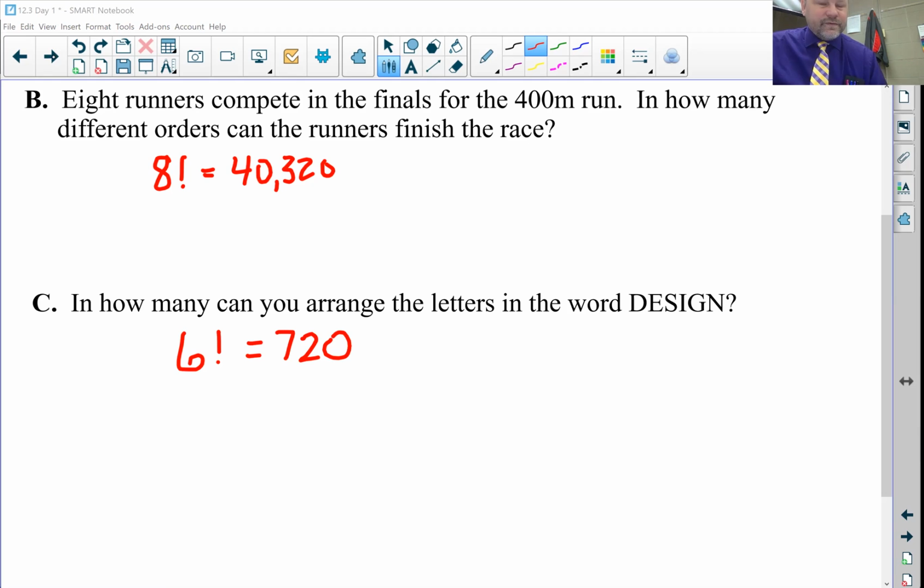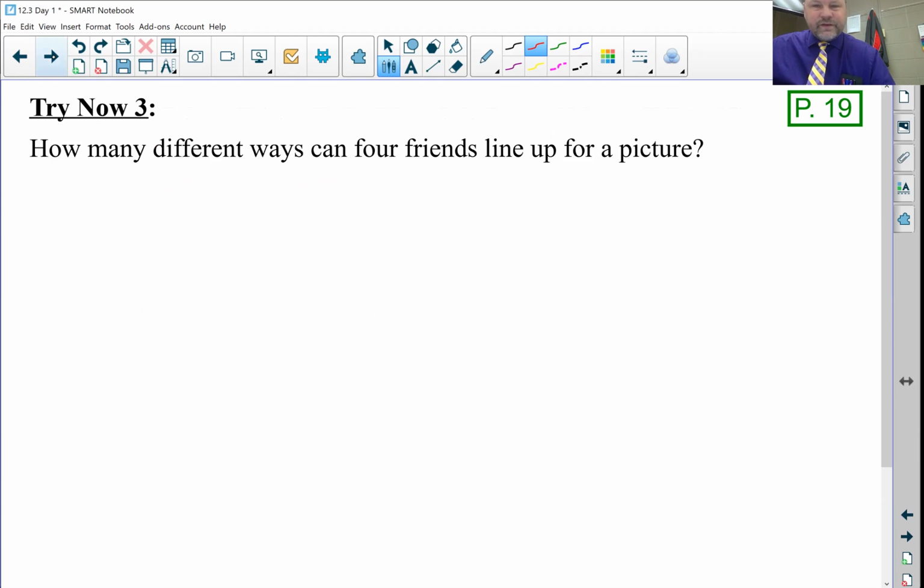Okay. Try this one. How many different ways can 4 friends line up for a picture?